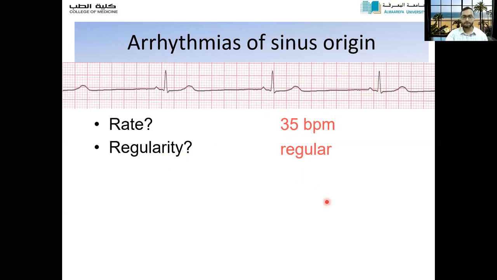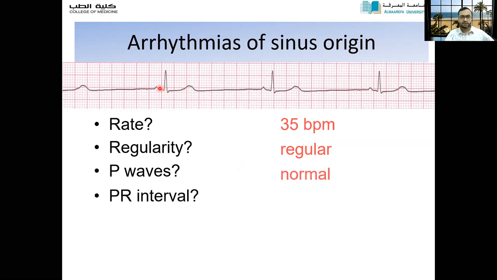Regularity, it's regular. P waves, yes, P waves are present. All look alike. They look normal in shape. And there is one P wave before each QRS complex. Here also before the QRS complex. Here also before the QRS complex. Although this is a small strip of ECG I have shown you because of enlargement, ideally it should be a very long strip for commenting on the rhythm. So the P waves are normal.